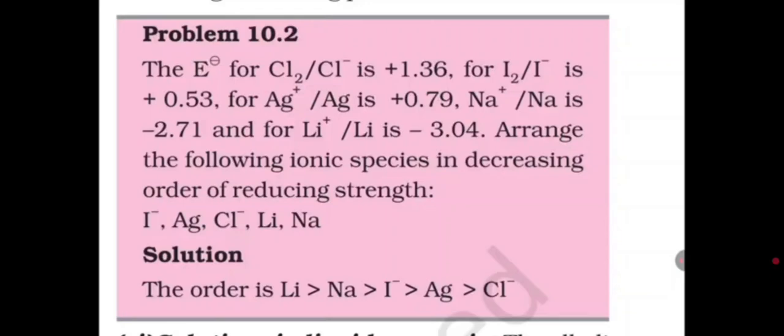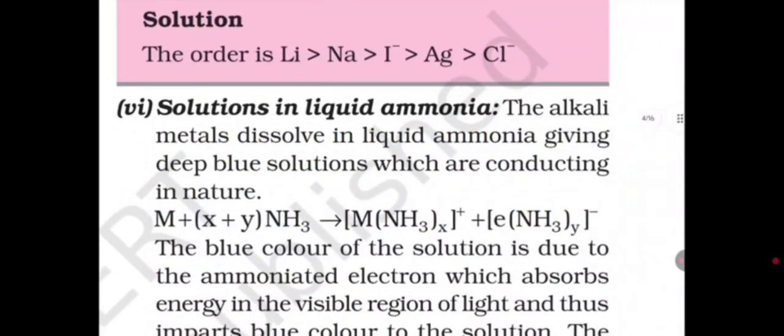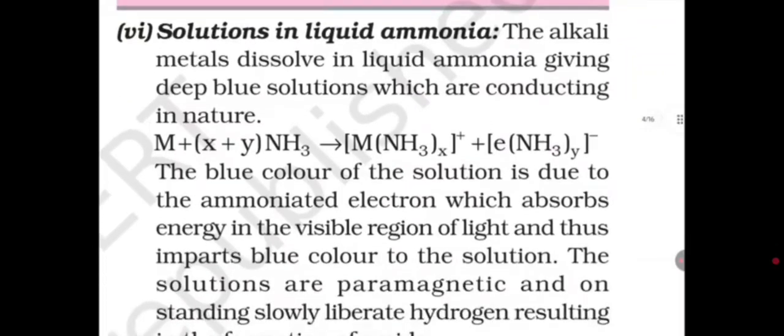Arrange the following species in decreasing order of reducing strength, where I-, Ag, Cl-, Li and Na are given. So the answer is, in decreasing order, lithium comes first, then sodium, then I-, then Ag, then last Cl-.